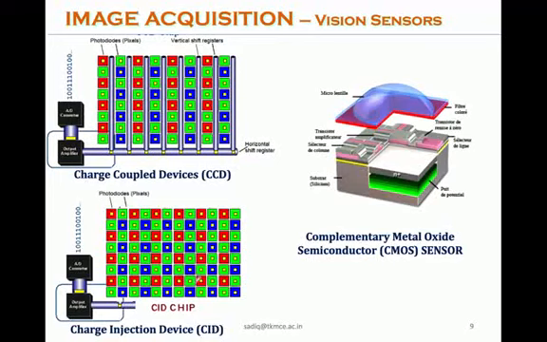Another kind of sensor is the charge injection device, CID chips. Mobile phones are utilizing CMOS sensors. So this is a view of a CMOS sensor, complementary metal oxide semiconductor. These are the sensors typically used for converting an image to a digital image.